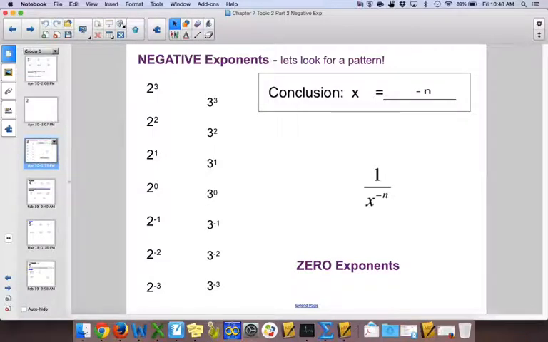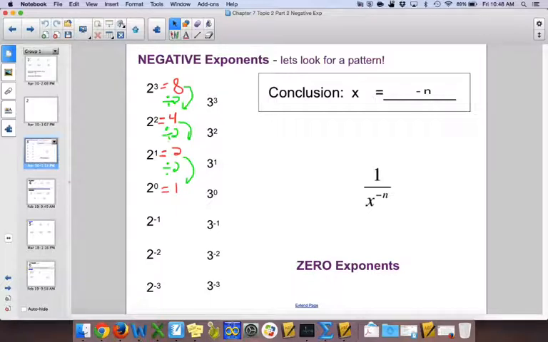Over on the left here, we know that 2 to the 3 power is 8. So it's 2 times 2 times 2. Okay, we know 2 squared is 4. 2 to the 1 is 2. Let's take a look and see if we can see a pattern here. If we get from 8 to 4, we're actually dividing by 2. Okay, from 4 to 2, we're also dividing by 2. So we think about the pattern here. It looks like when we get to our next answer, we're also going to have to divide by 2. So 2 divided by 2 is 1.